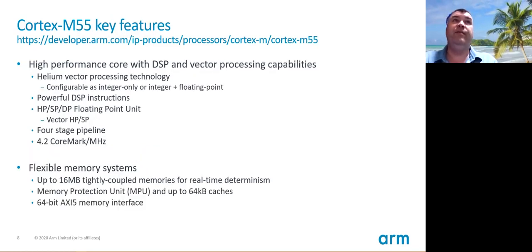It's got a powerful instruction set, including single and double precision floating point options available to it. Conversely, the Cortex-M55 has a slightly lower throughput. It's only got a 4-stage pipeline built into it, so the CoreMark score is slightly lower, at 4.2 CoreMarks per megahertz. However, the addition of this Helium instruction set makes it much better for the type of algorithms that we're going to be using today. It's also got support for half precision floating point, on top of single and double precision.